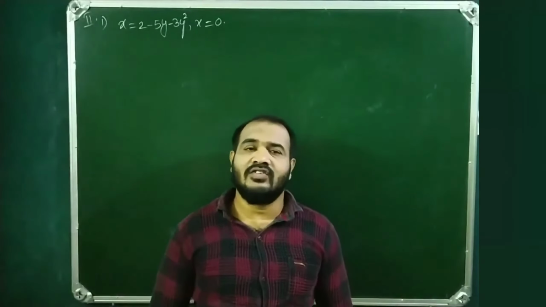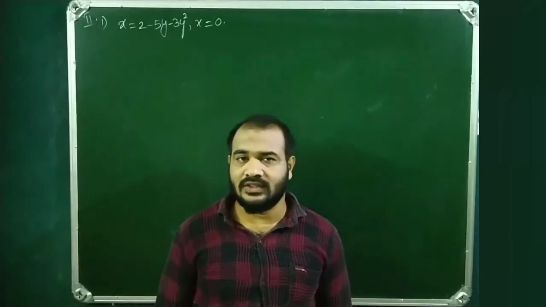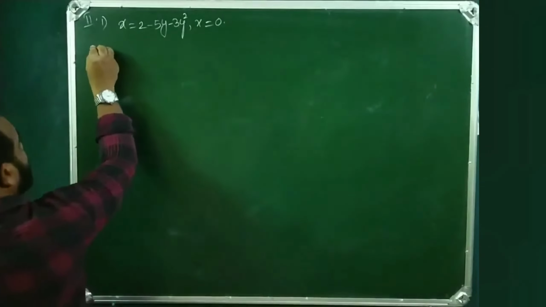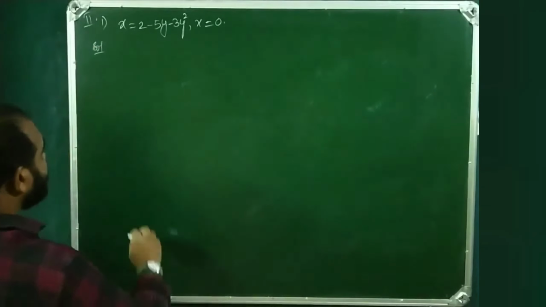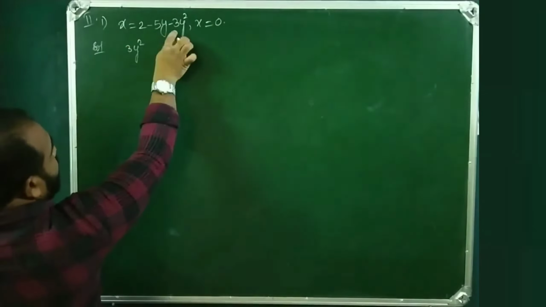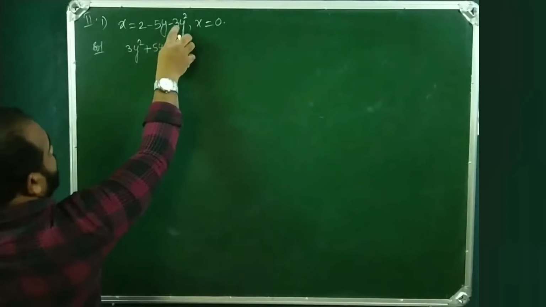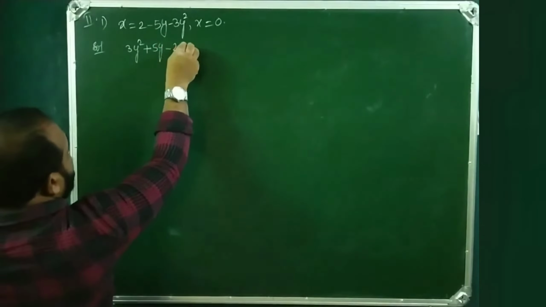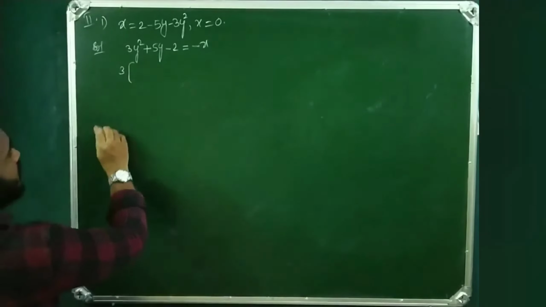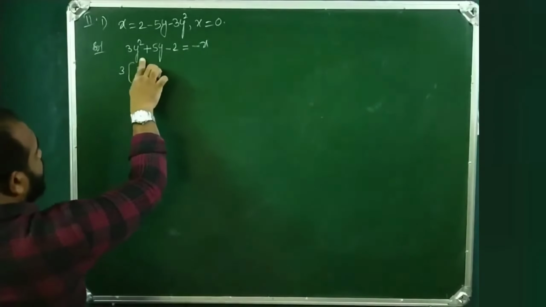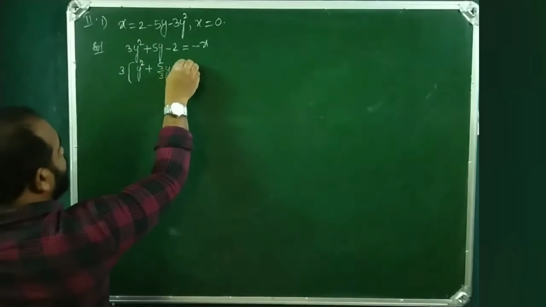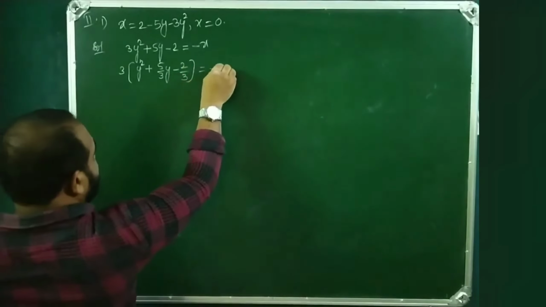But here it is a little bit complicated. So first let us try to solve it. Okay, let us try to simplify it. Now this is 3y square plus 5y minus 2 is equals to minus x. So 3 into this is y square plus 5 by 3y minus 2 by 3 is equals to minus x.